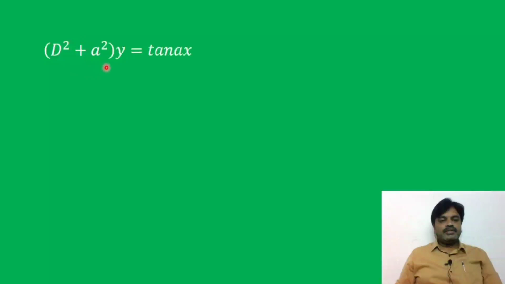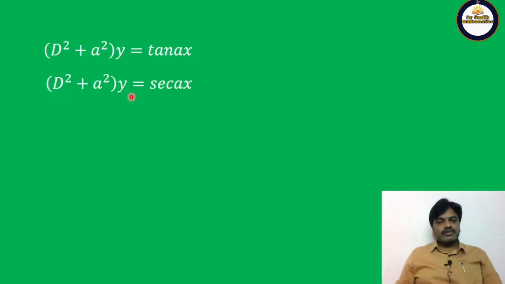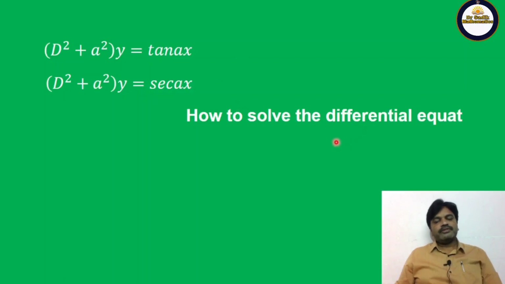(D² + a²)y = tan ax. (D² + a²)y = sec ax. So far we have learned e^(ax) sin ax or cos ax, x^m, e^(ax) into V, or x^m into V. Now if we observe the right hand side functions tan ax or sec ax, okay friends, how to solve such type of differential equations?